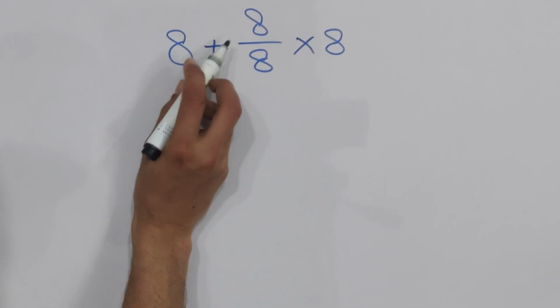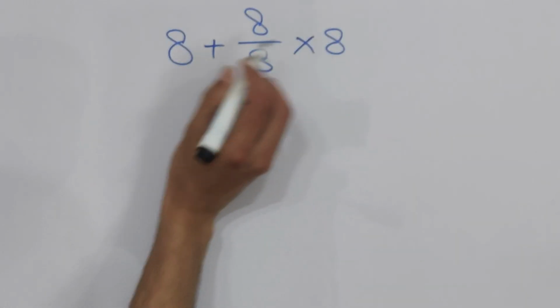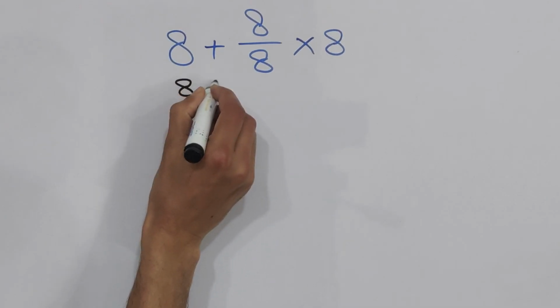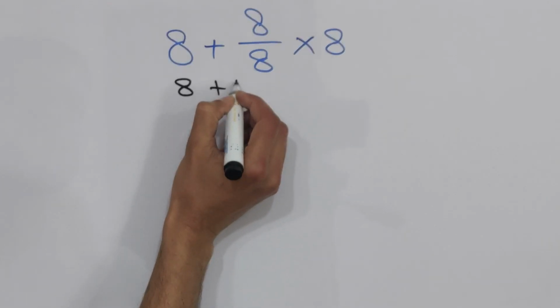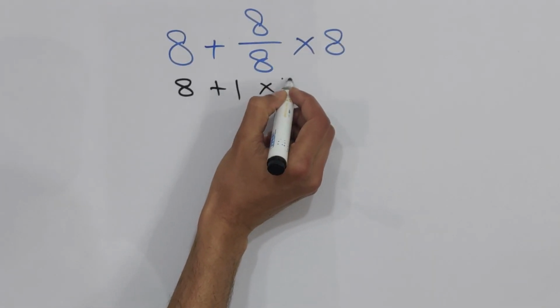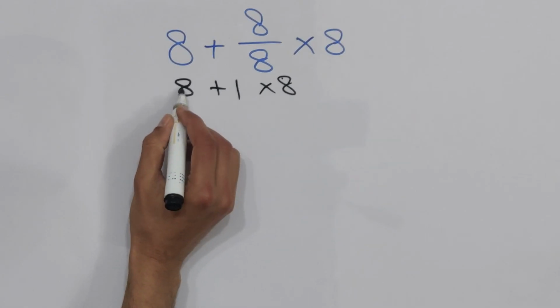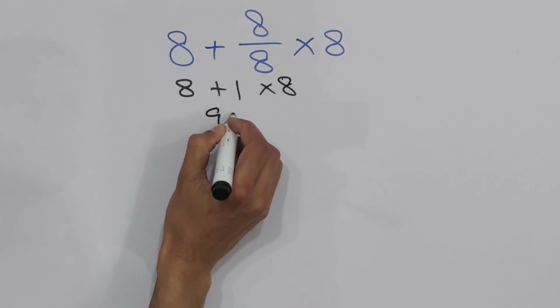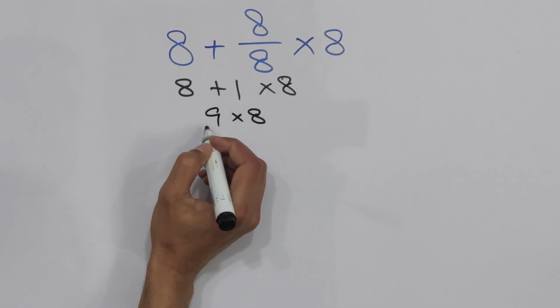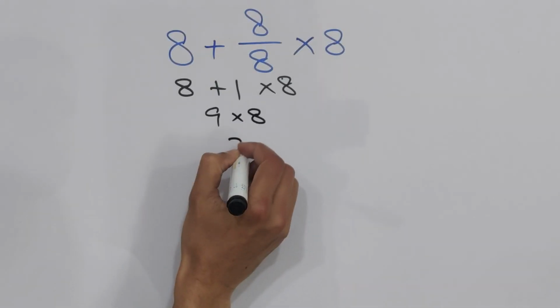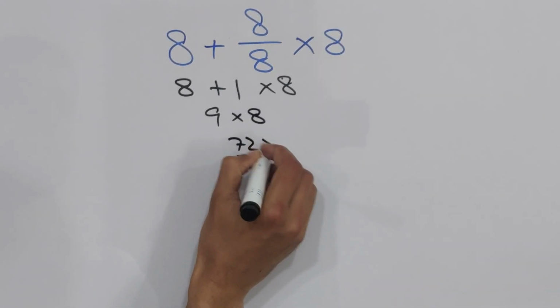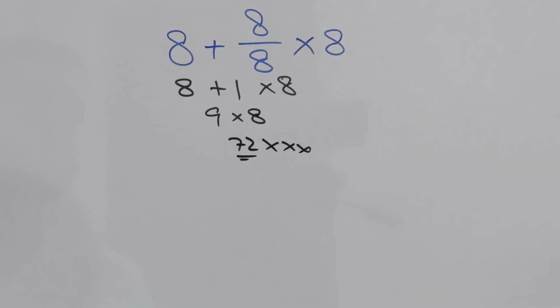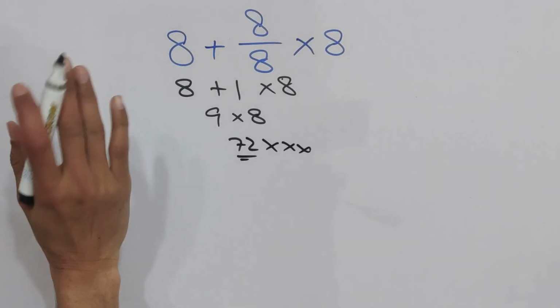We have 8 plus 8 divided by 8 and multiply 8. Okay, so 8 plus 8 divided by 8, 1 multiply 8. Okay, so 1 plus 8 plus 1, 9 multiply 8. So 9 times 8, 72. This is an incorrect answer.